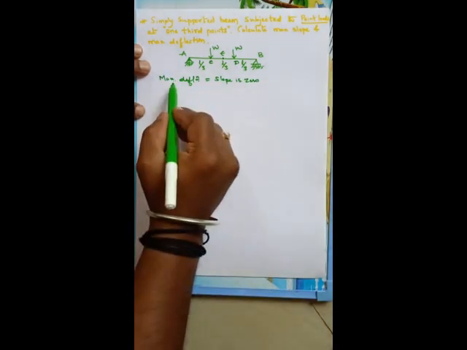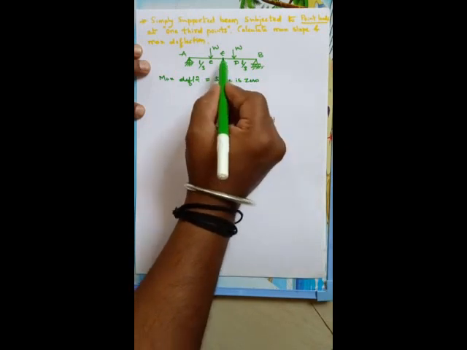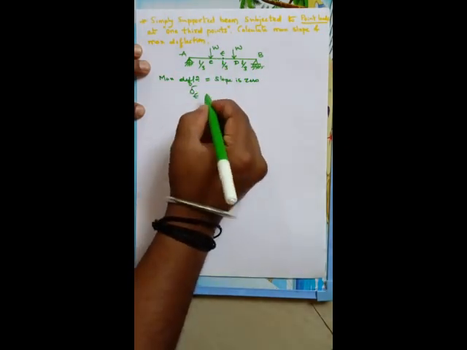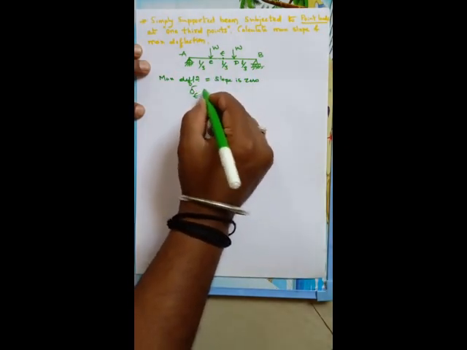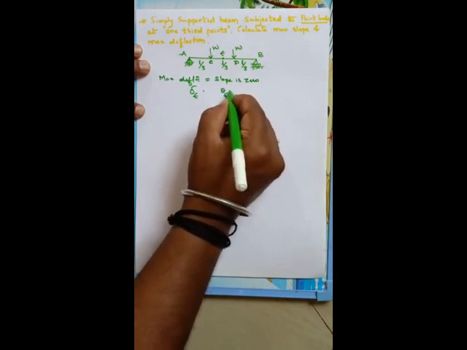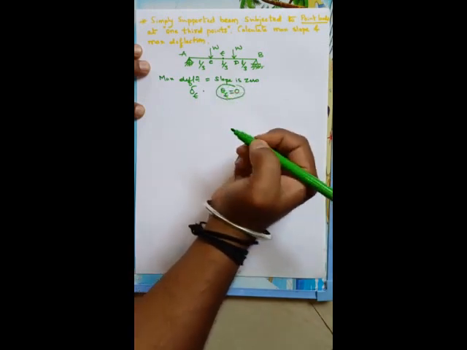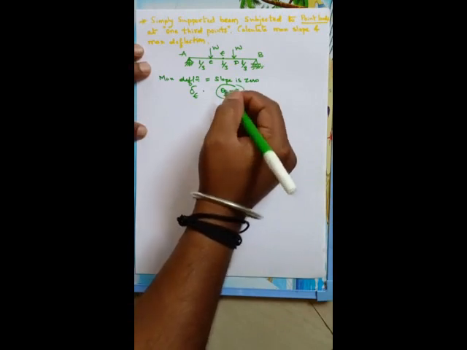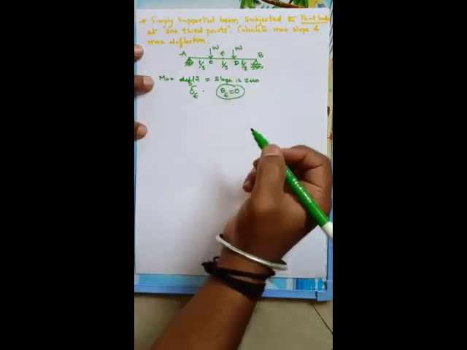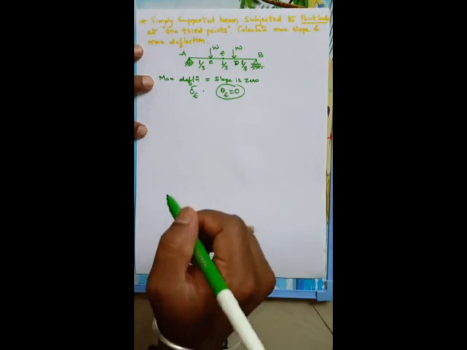Correct? So at the point of maximum deflection, slope is 0. Here the maximum deflection will be delta E. So at this point, theta E will be 0. Correct? This is one condition we have discussed in the last problem.